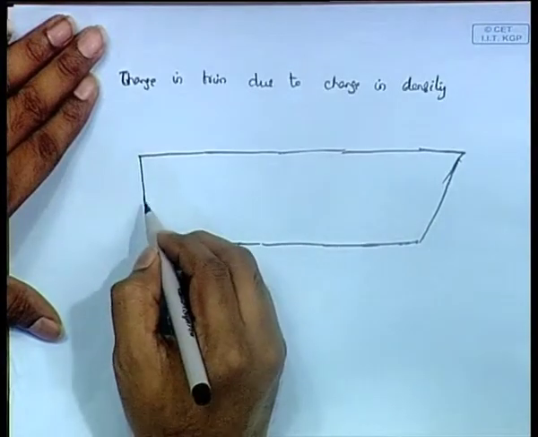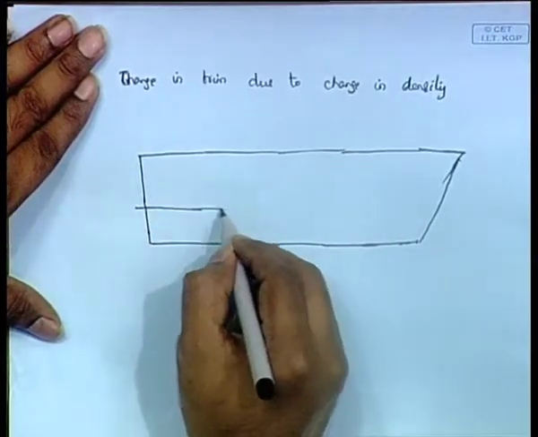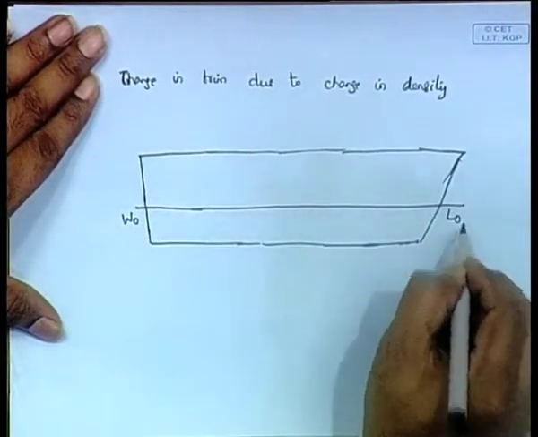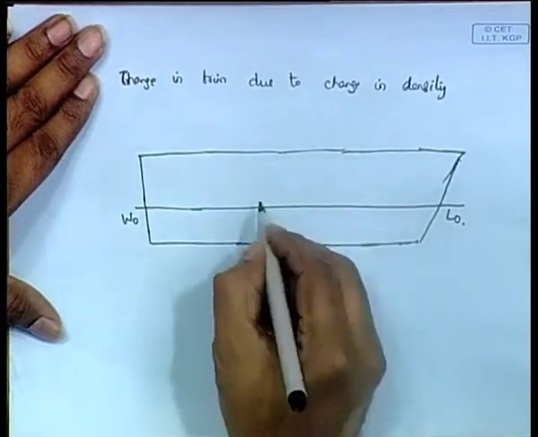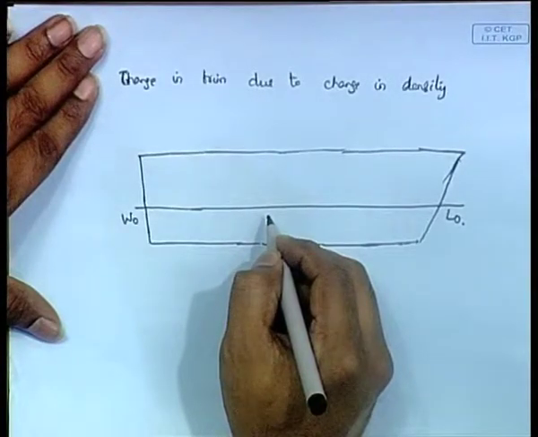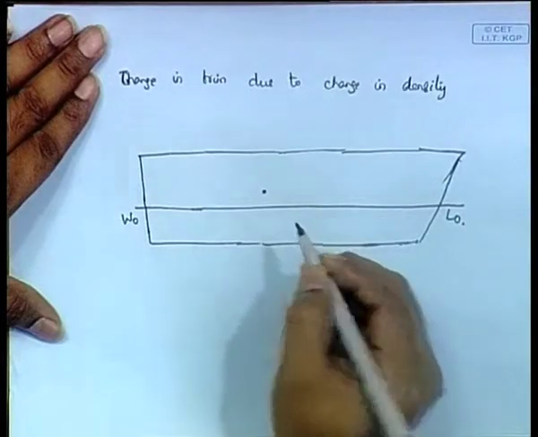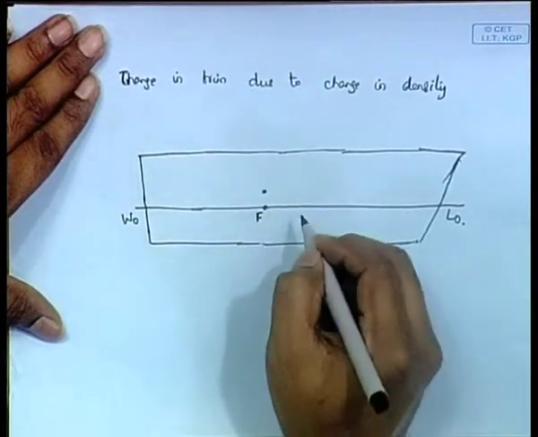Okay, now initially there is a waterline W0L0. This is the initial waterline, and the ship has a center of flotation, let's say it's here. Okay, this is the center of flotation. Initially it's here, F, in this vertical line.